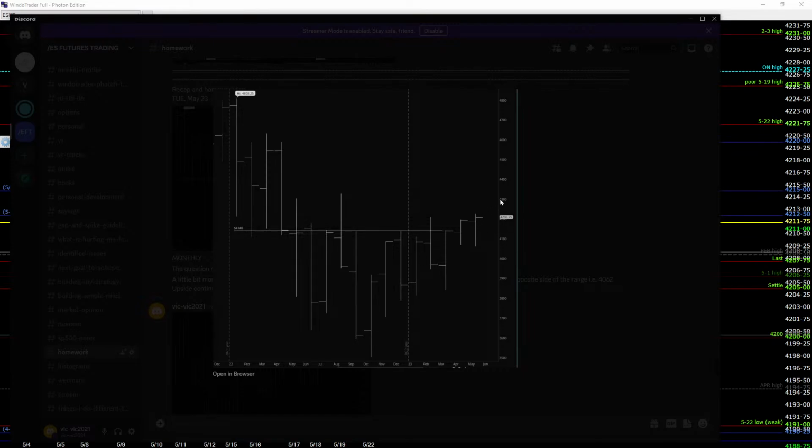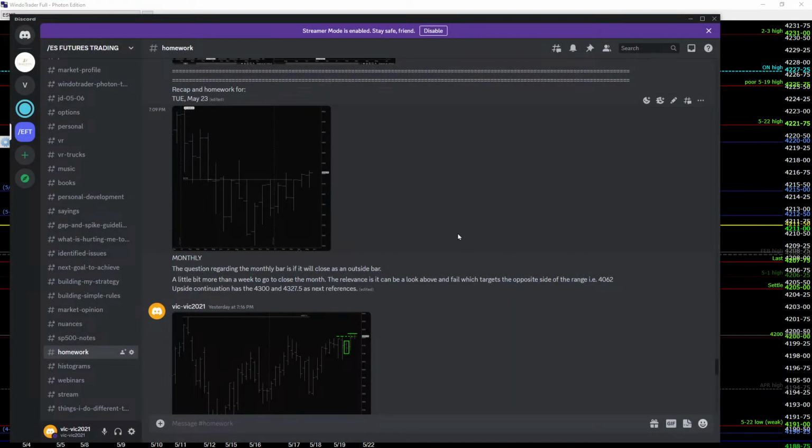In the upper side we have the 4300 and this level here. The lower side feels this low, and then this one. Remember, the debt ceiling talks could bring a lot of volatility to the market.